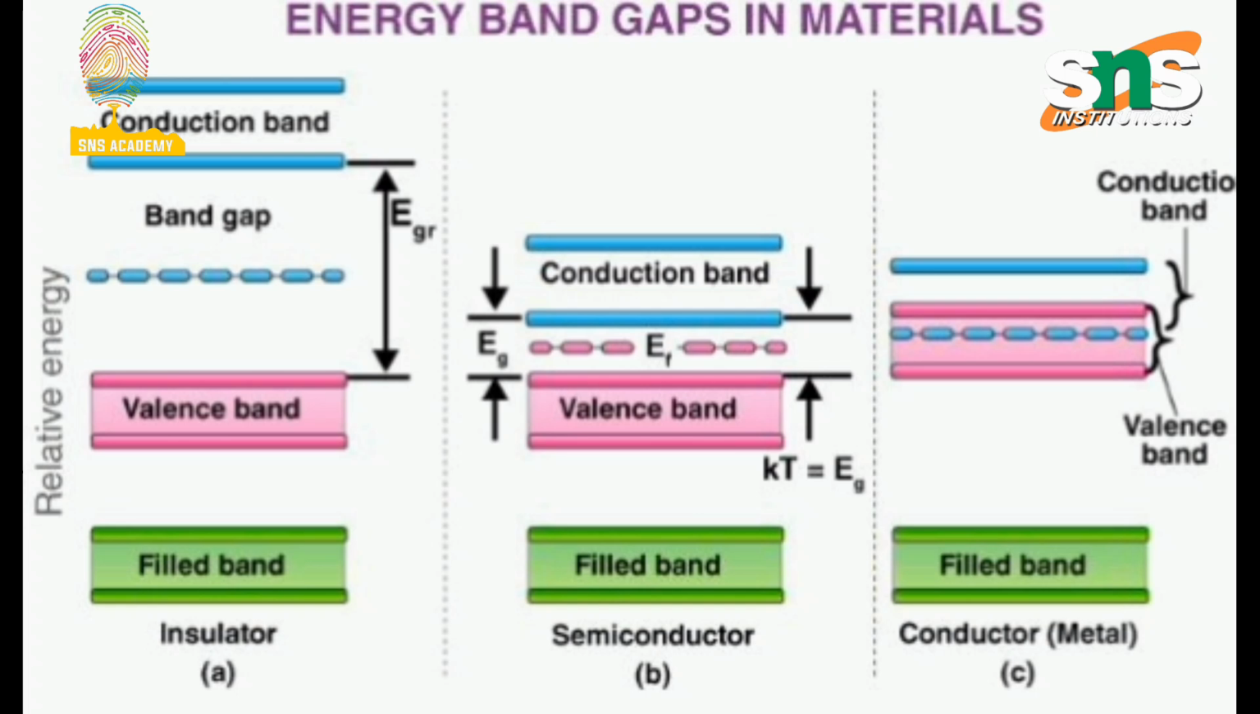But when the atoms come together to form a solid, they are close to each other. So the outer orbits of electrons from neighboring atoms would come very close or could even overlap. This would make the nature of electron motion in a solid very different from that in an isolated atom.